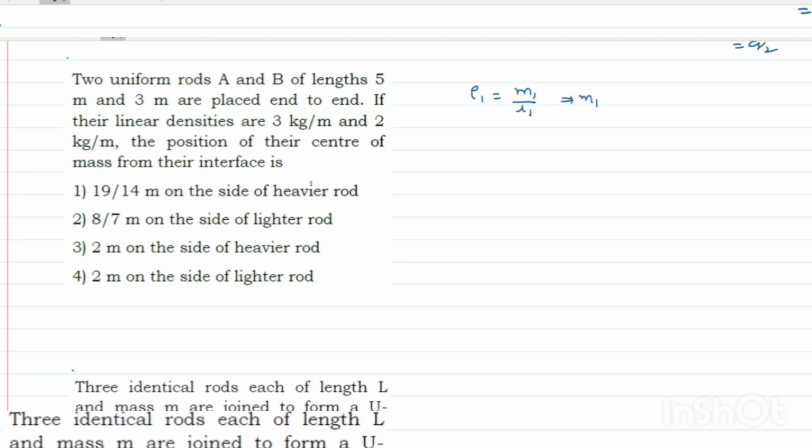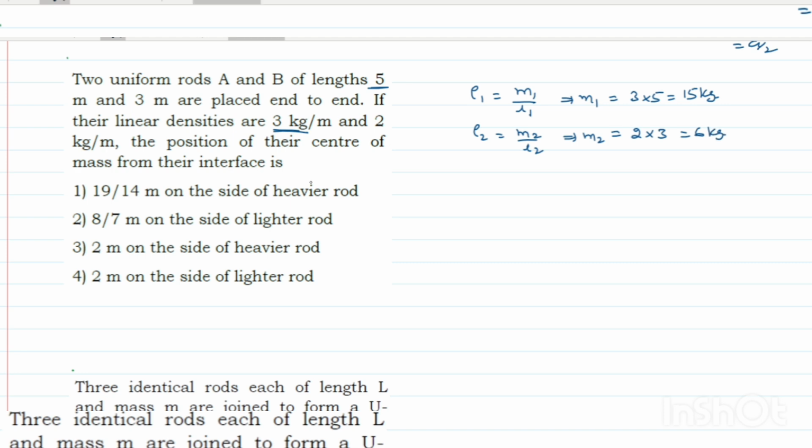That doesn't mean m1 value will be getting as, initial linear mass density is given as 3 kg per meter, its length is given as 5 meter. So m1 equal to, here you can take 3 into 5, which is nothing but 15 kg. And the second linear mass density is given as 2 kg per meter, and L2 you can take 3. So m2 will be equal to ρ2 into L2, that is 2 into 3, which is nothing but 6 kg.